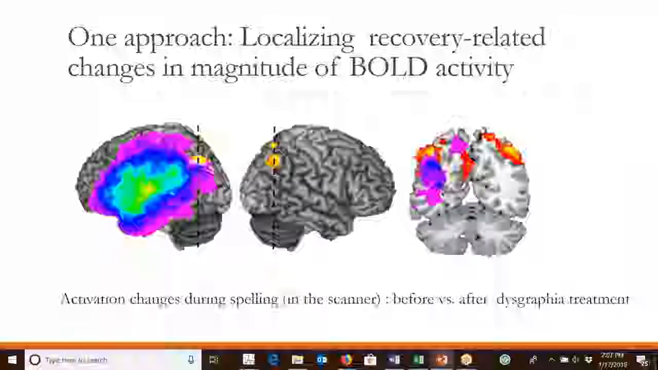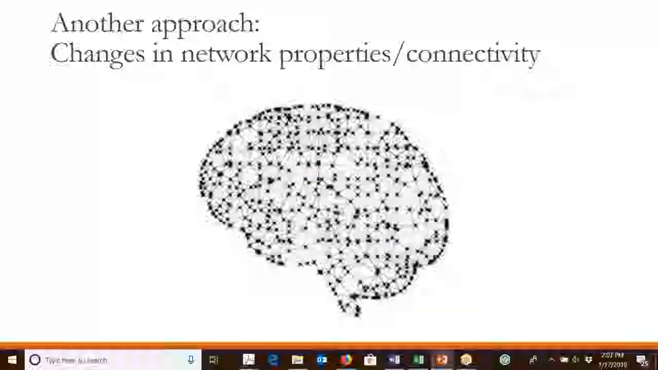This type of analysis is, of course, very useful and provides a number of insights, but we're going to use a different approach. We've done this approach also, but I'm going to talk to you about a different approach. In this approach, we're interested in looking at not so much the magnitude of changes in specific brain areas, but the changes in the connectivity properties between brain areas.